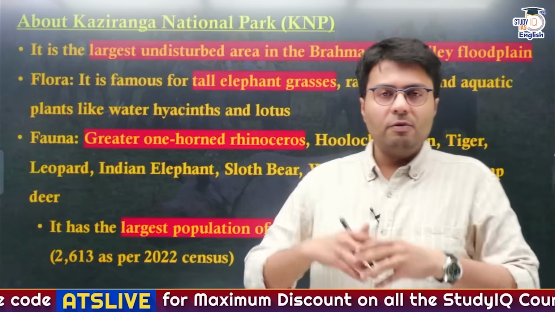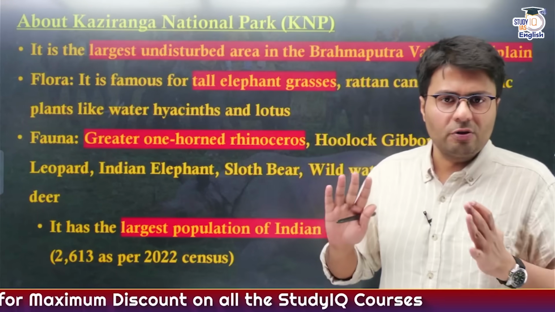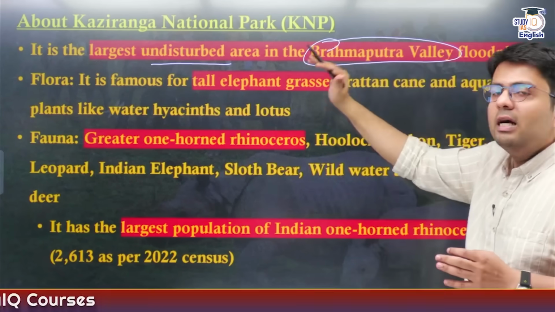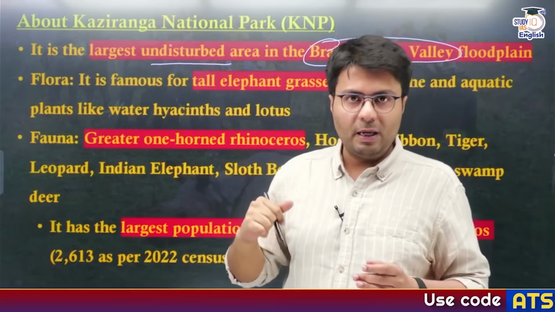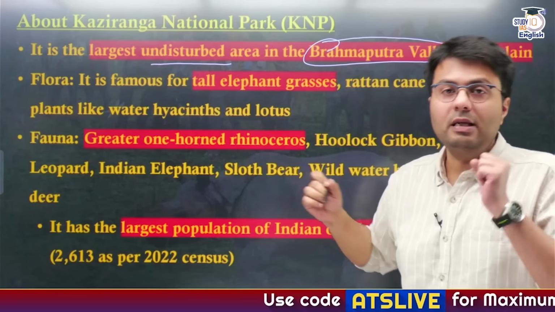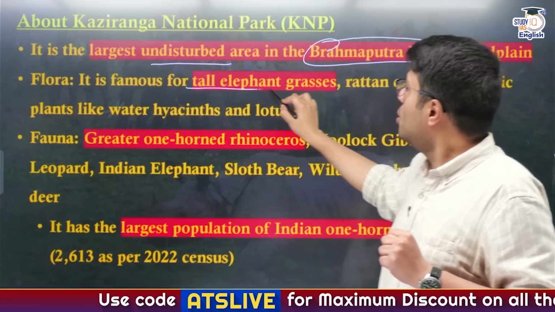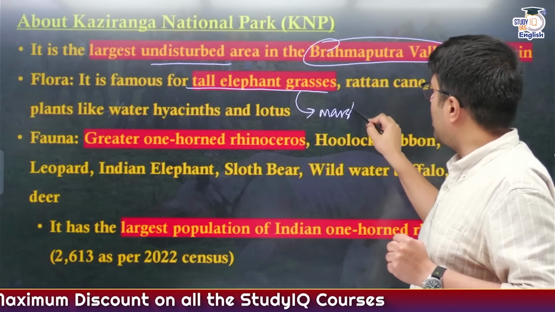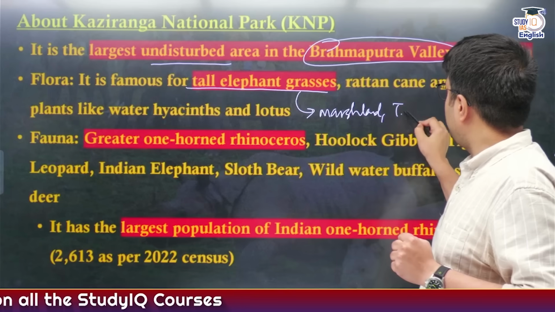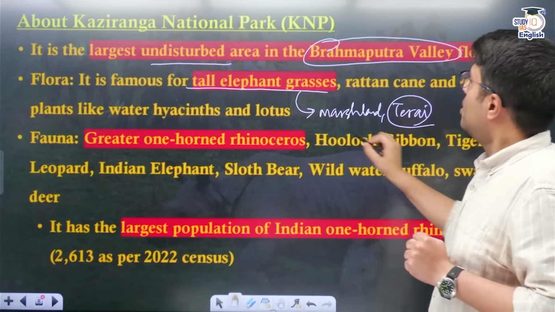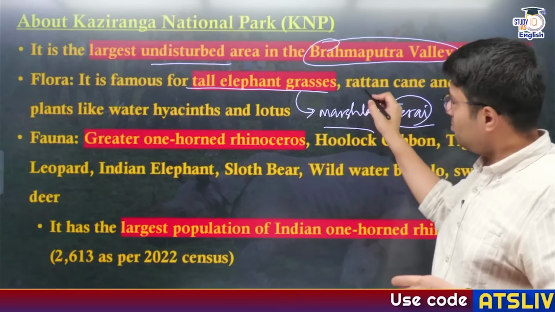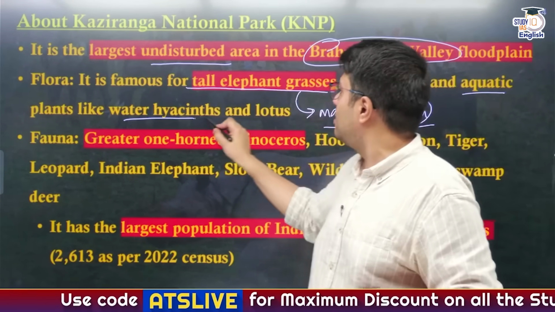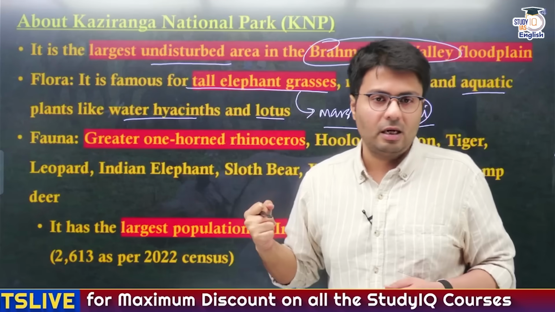Now let us understand a few more details about the flora and fauna of the region. It is the largest undisturbed area in the Brahmaputra Valley floodplain. That is why even in ecological terms this becomes important. In terms of plants, this is famous for its tall elephant grasses. Tall elephant grasses are mostly available in marshlands and the Terai region, which we know in the northern plains. So these are categorized as marshlands. In addition to elephant grass, rattan cane as well as aquatic plants like water hyacinth and lotus are also available in Kaziranga National Park.